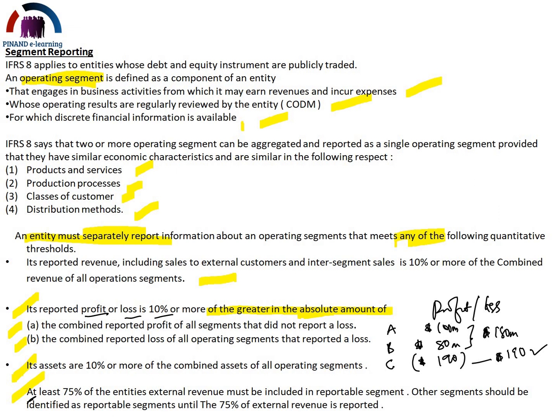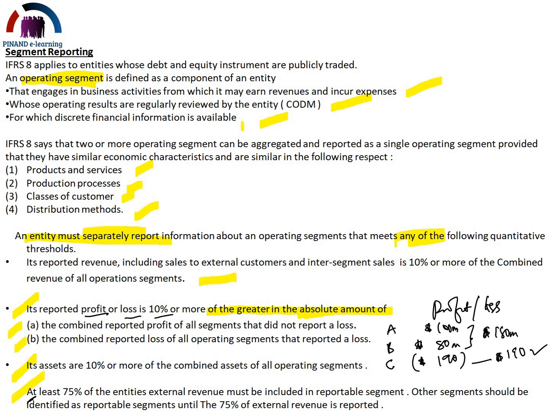Now, what I will do is to look at the external sales of these 2 branches that have met either of the first 3 thresholds. I will total them together. Now, the total of the 2 branches' external sales must be at least 75% of the total external sales of all the branches in that group.